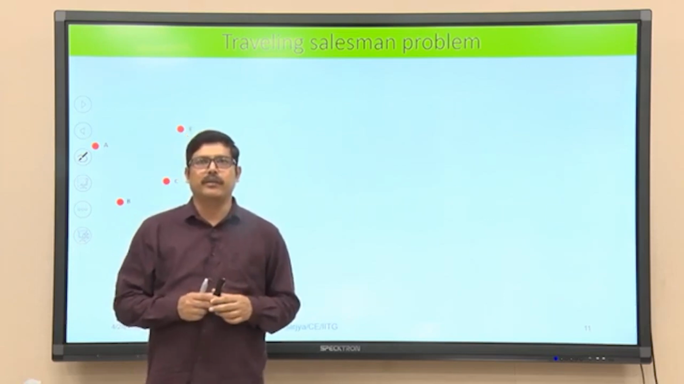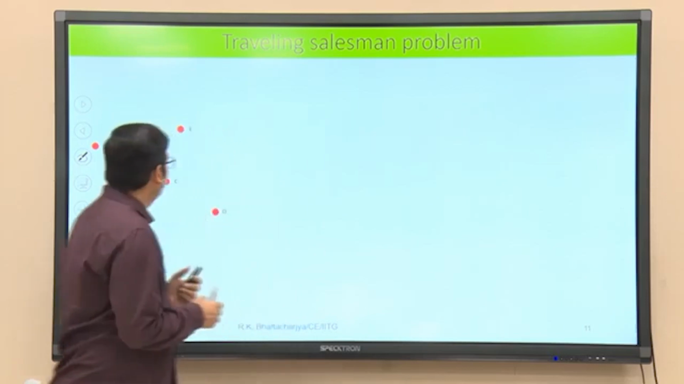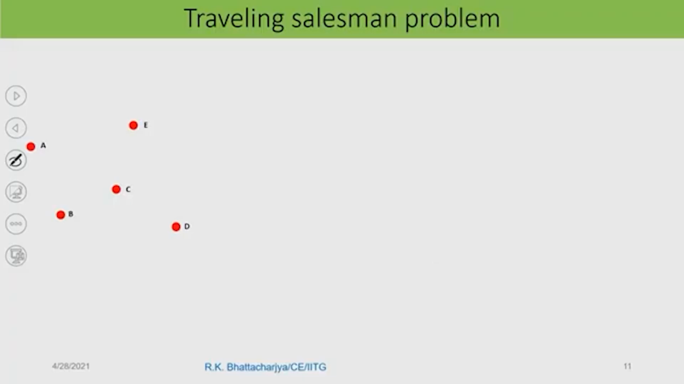We call it the traveling salesman problem. Here the problem is there are a few cities. Suppose there are city A, city B, C, E and D. Now a person would like to visit all these cities, and he basically wants to visit them within minimum time.